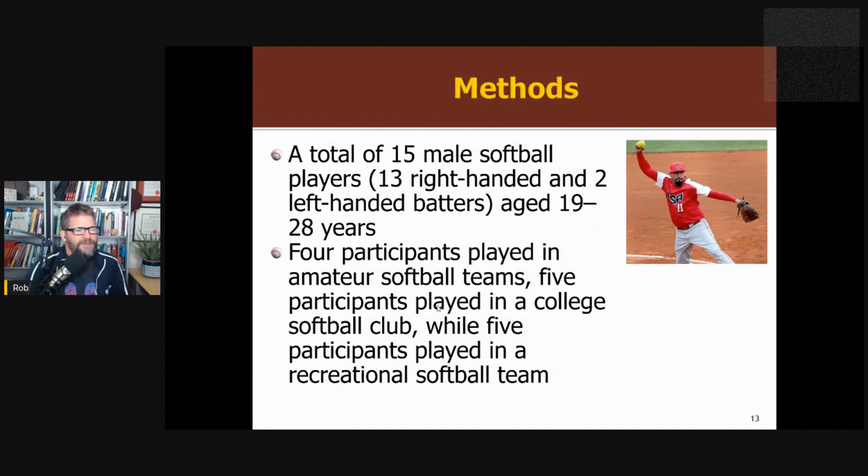So what they did, as I mentioned, this is softball. They're simulating softball hitting. They used a total of 15 male softball players, and while I was laughing, it's kind of funny and not funny, in that one of the things we lament all the time in sports science is the lack of studies with female participants.